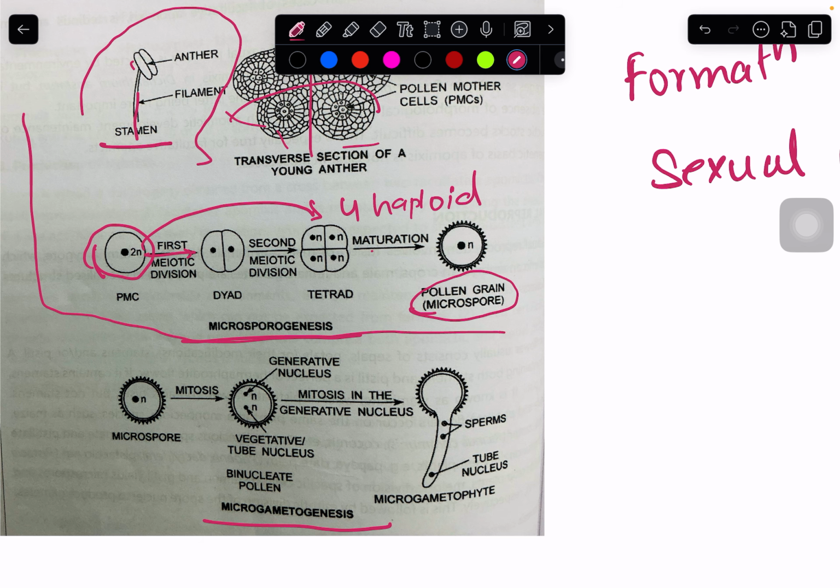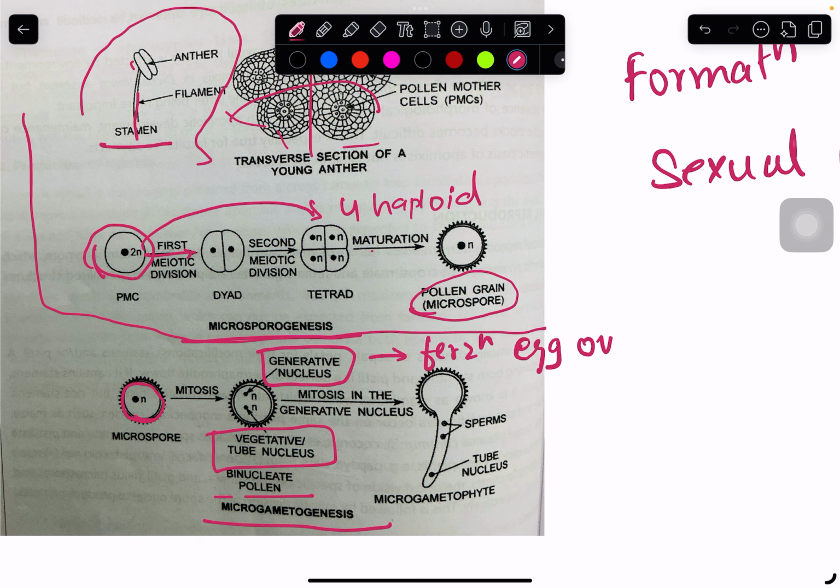This is microsporogenesis, and after this the microspore undergoes mitosis, in which the nucleus divides mitotically into two daughter nuclei, of which one is the generative nucleus and the other is the vegetative nucleus. At this stage, this pollen is known as binucleate pollen, and after mitosis it germinates and matures.